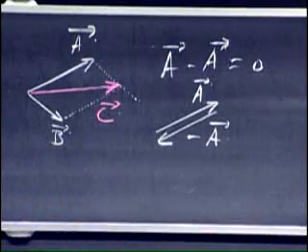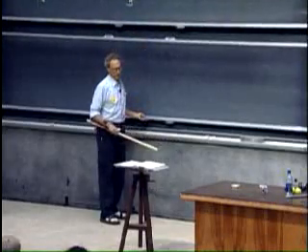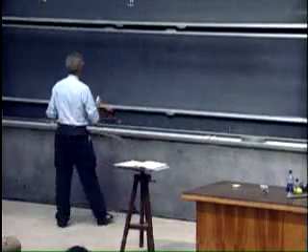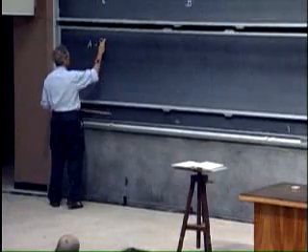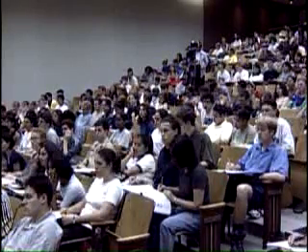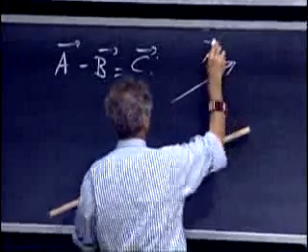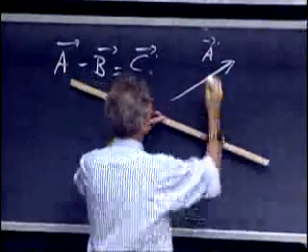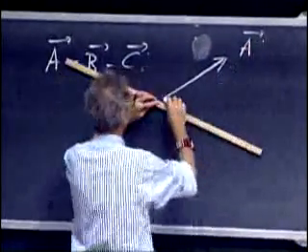And that brings us to the point of subtraction of vectors. How do we subtract vectors? So A minus B equals C. Here we have vector A, and here we have vector B.